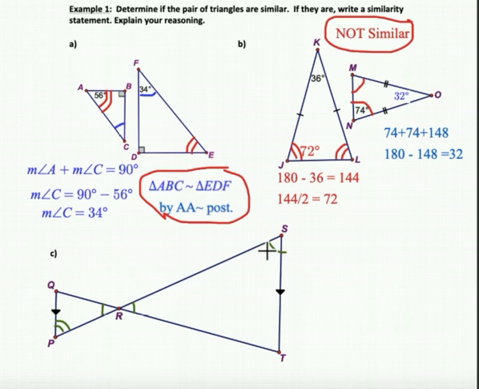angles, angle P and angle S, also have to be congruent because those are alternate interior angles formed by two parallel lines and this transversal. I could also say that angle T is congruent to angle Q because they are alternate interior angles formed by two parallel lines and this transversal. But right now I have enough.